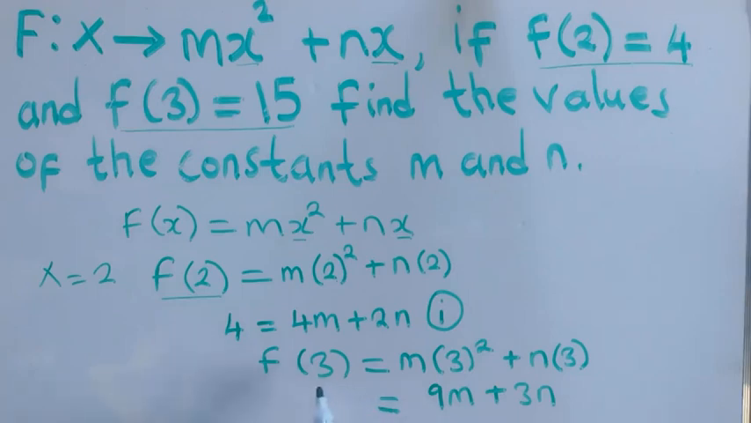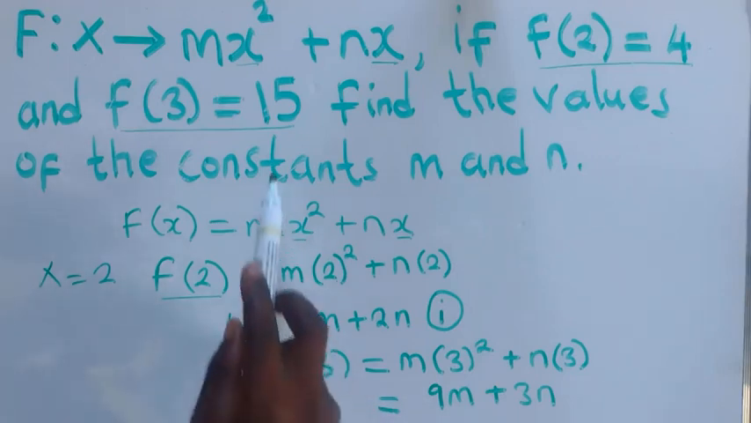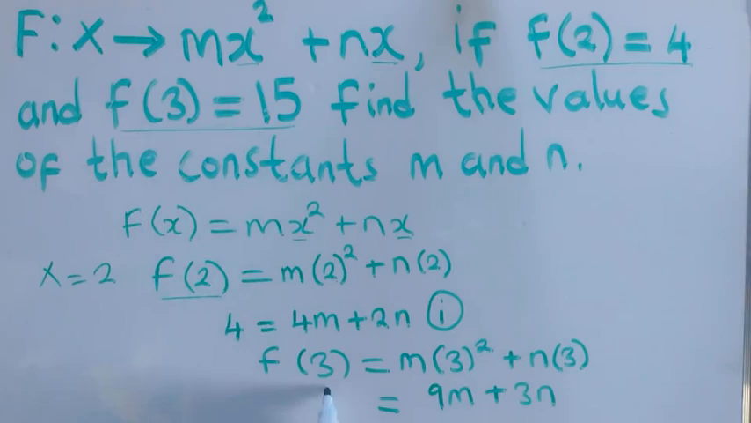Okay, so this one now, f(3) will be equated to 15. So right here, we are going to have 15. And this will be marked as our equation 2. So we now have these two equations, this equation and this one. We can solve them simultaneously. So let's see how we can solve these two equations to find the value of the constants.